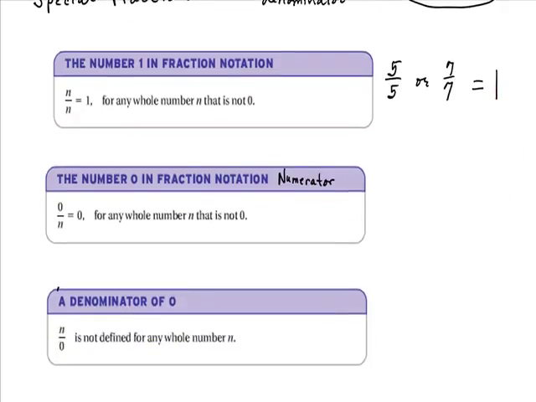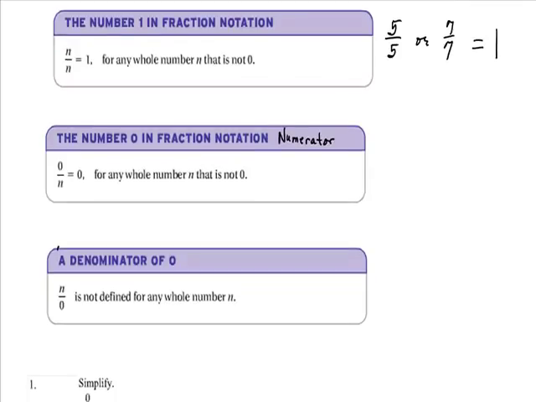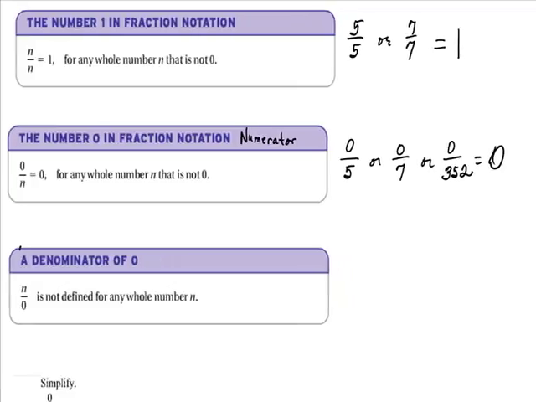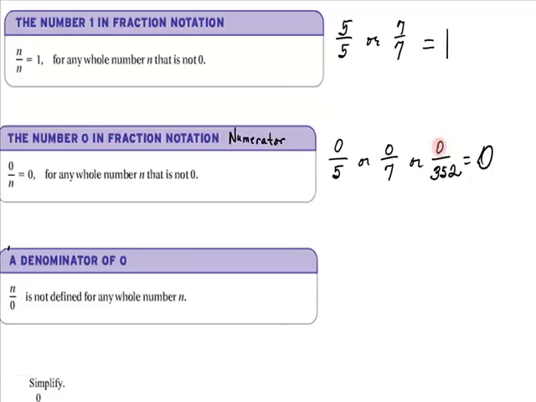Now, what if 0 is involved? If 0 is in the numerator, so you're taking 0 divided by some number, for example, 0 divided by 5, or 0 divided by 7, or 0 divided by 352, any of those will be equal to 0. So if the numerator is 0, it's equal to 0.